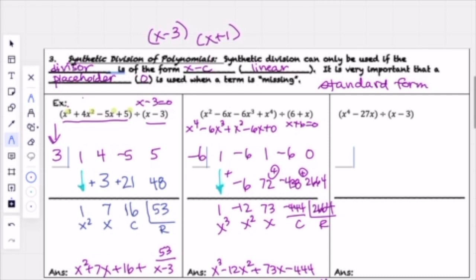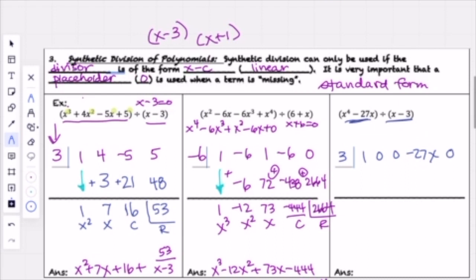All right, last example here. What goes in the box? Well, it's going to be the same thing as what went in the first box. X minus 3 is equal to 0, so that means 3 goes in the box. But look, there are a lot of things missing here. So let's think about this as we place things in the right order. So I have a 1x to the 4th, 0x cubed, 0x squared, a -27x, and a 0 for my constant. So constant, x, x squared, x cubed, x to the 4th. Okay, we're in good shape.